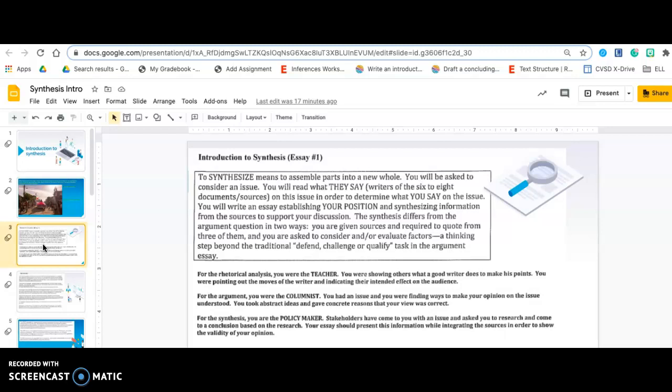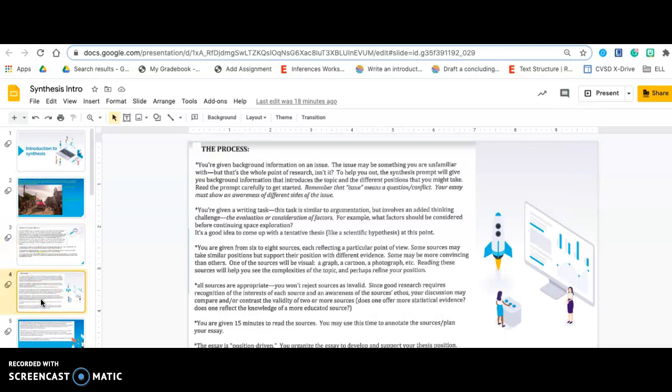Another way that it's different from argument is that you are going to be required to quote from these things. So from at least 3, right? You're going to be required to use at least 3 of these documents in your response, which means that you are directly quoting from those texts, okay? So that's really important here. You're using evidence to support your opinion instead of, as in the regular argument essay, having to pull all of that information from your brain. So here, you're going to integrate information that you find.